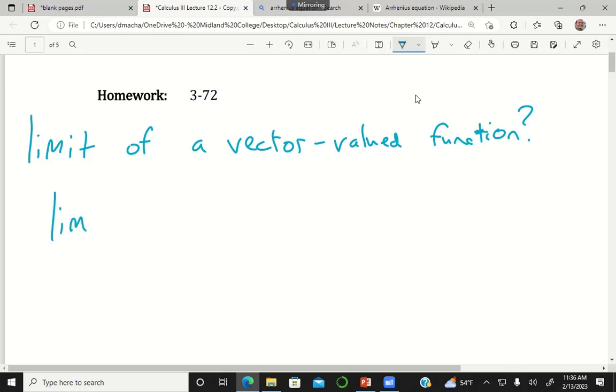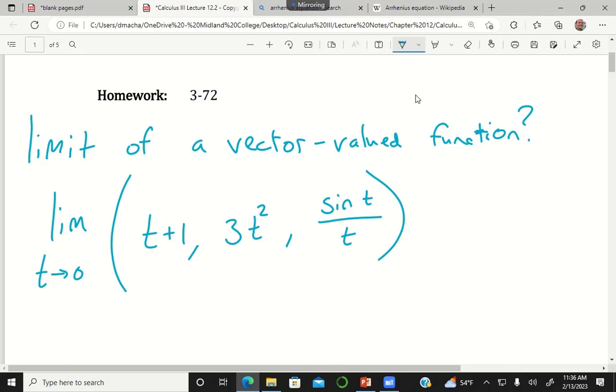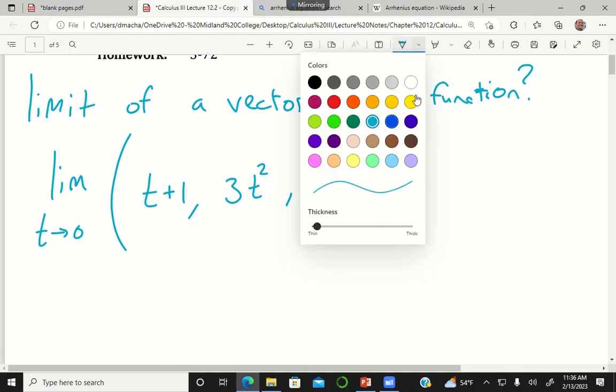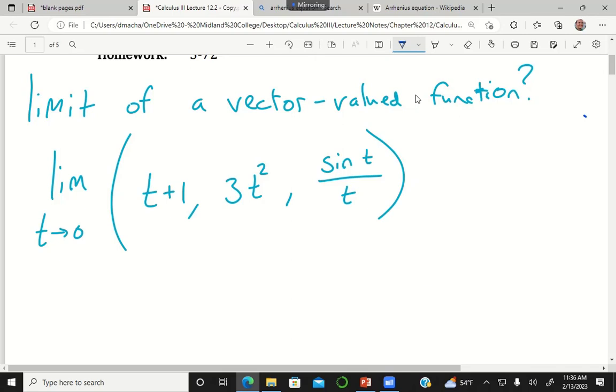So let's ask, what is the limit as t approaches 0 of this function? And this function is going to be, let's say, t plus 1 and 3t squared and sine of t over t. So just like derivatives or antiderivatives, whenever we do limits, we're going to do it one component at a time.